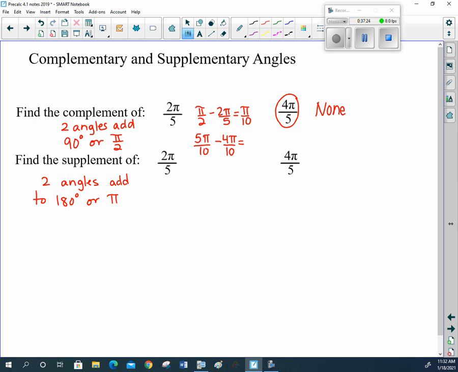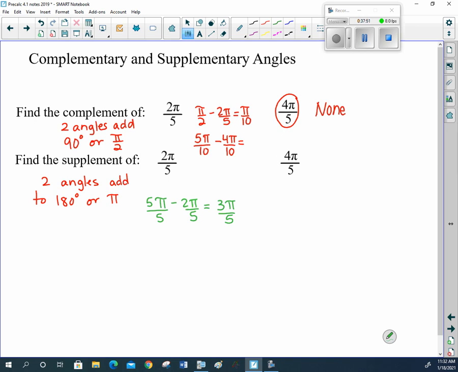Okay, now the bottom one, we're trying to do the supplement. So remember, supplement is 180 or pi. So I'm going to say pi minus 2 pi over 5. Well, common denominator is going to be 5, so it's going to be 5 over 5. So 5 pi over 5 minus 2 pi over 5 is 3 pi over 5. So that's the supplement of 2 pi over 5.